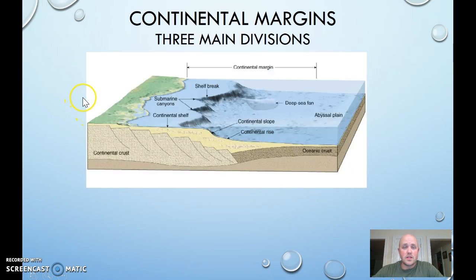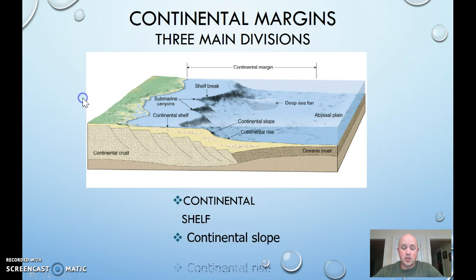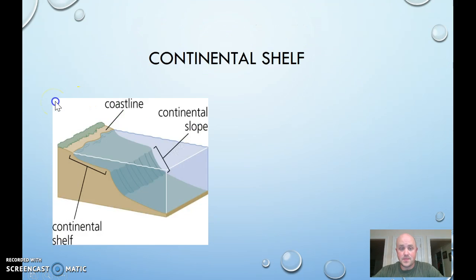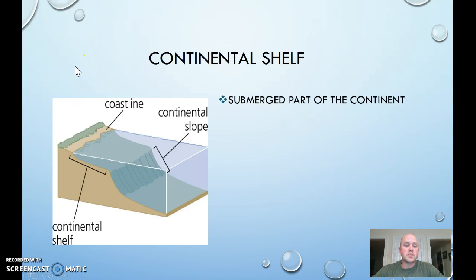So, continental margins. There's three main divisions: the continental shelf, the slope, and the rise. Shelf, slope, rise. We're going to talk about each one of them. So the continental shelf is the submerged part of the continent. On the left side here you can see a diagram of each part of the continental margins.